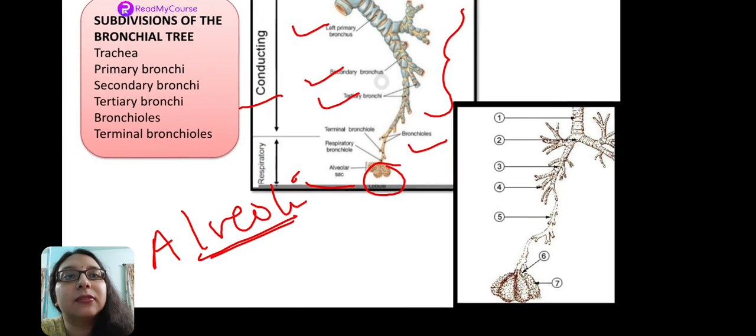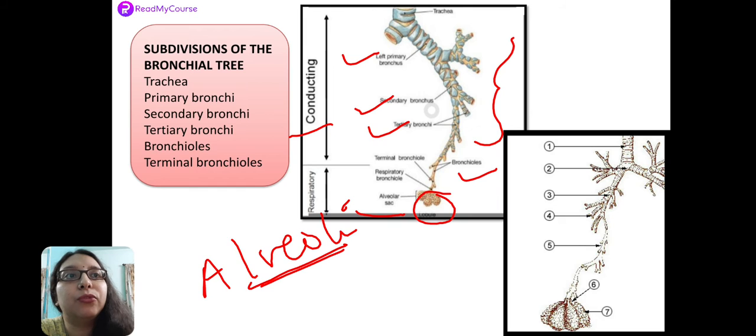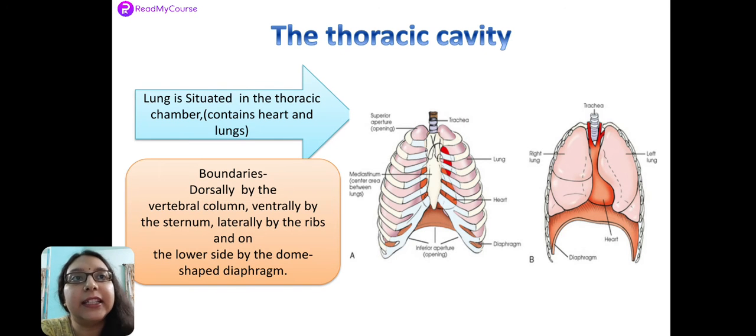With that, we are moving to the next slide, the thoracic cavity. We have already studied that the thoracic cavity or the thoracic chamber consists of important thoracic structures, for example, the two lungs, right and left, and the heart in between them, right? Now, what are their boundaries? This is an important question that may arise directly regarding the boundaries of the thoracic cavity.